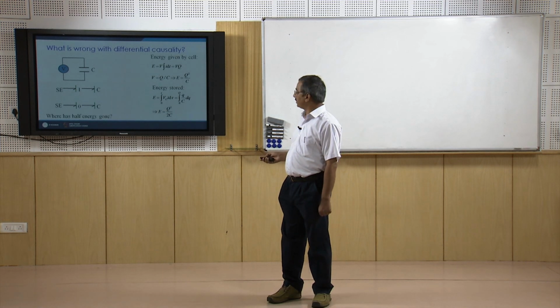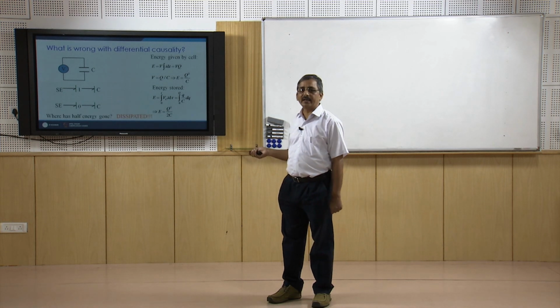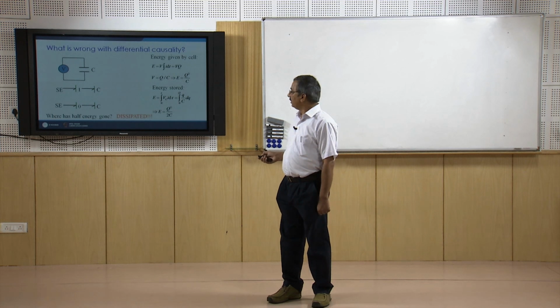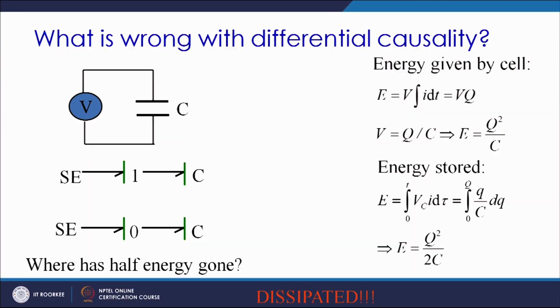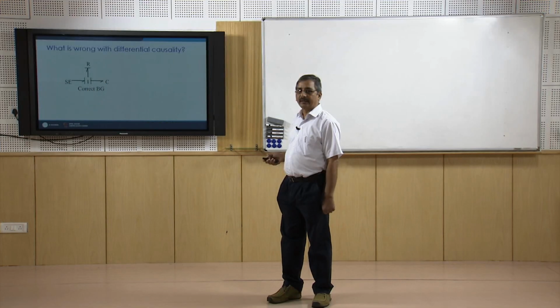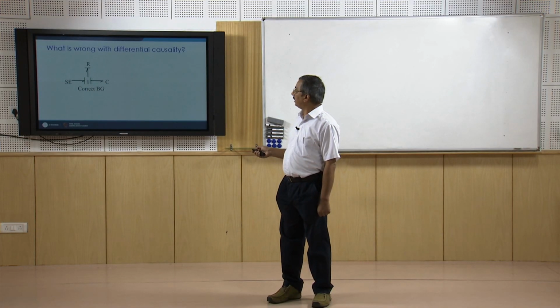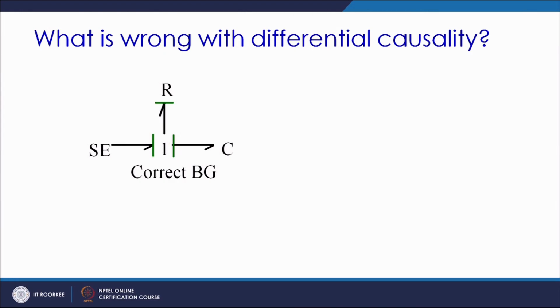So, where has the half energy gone? Basically it has been dissipated. So, we need to model the dissipation here also. Then we can get rid of this differential causality. So, the bond graph model has to be like this, with one R element shown here to show the dissipation. So, this is the correct bond graph. Neglecting resistance from the model is wrong.